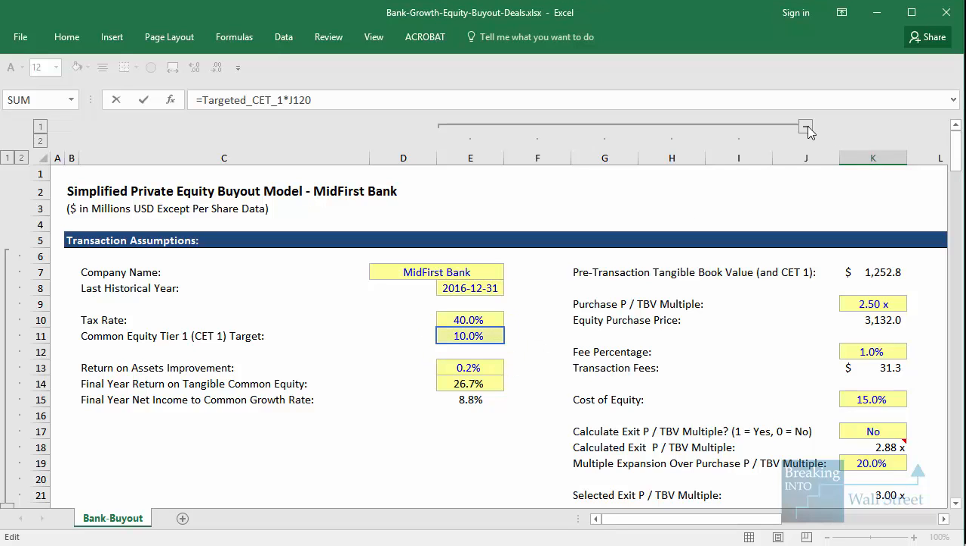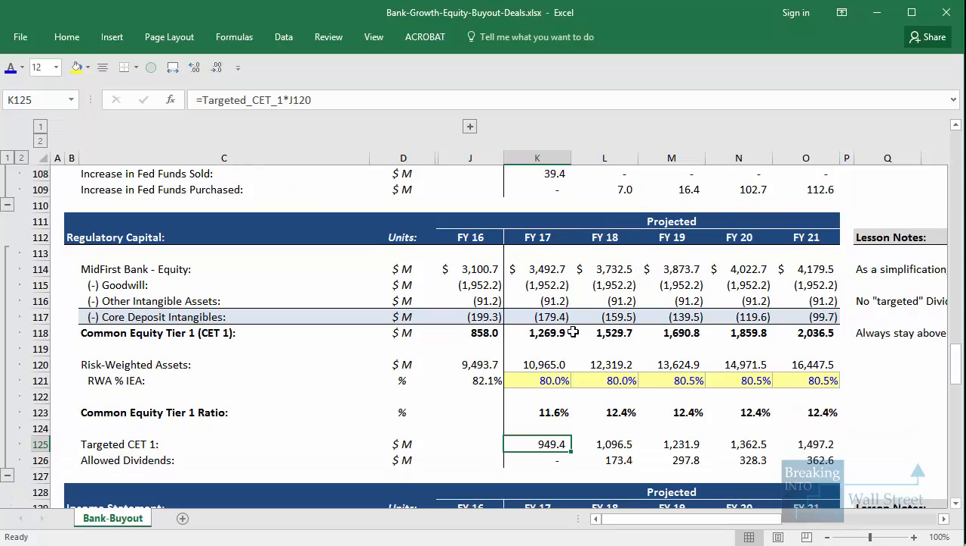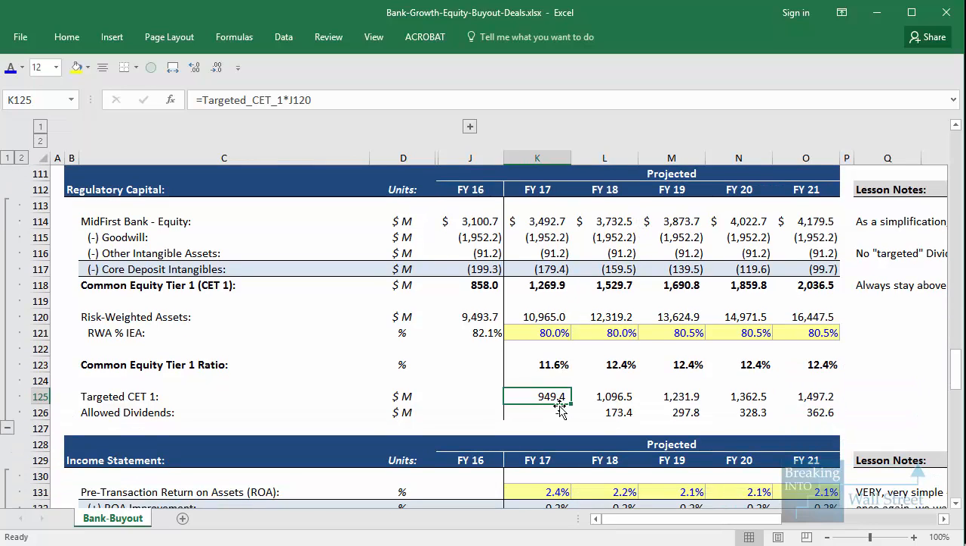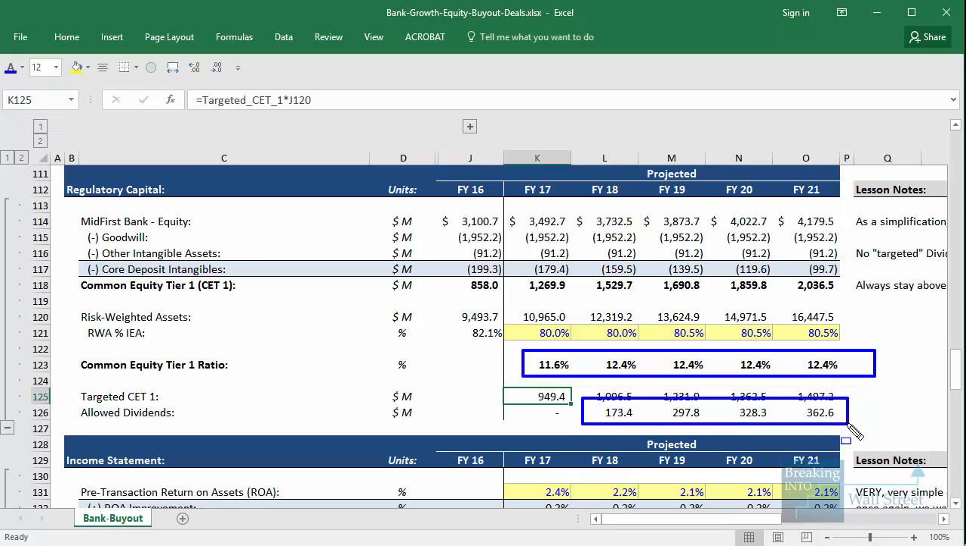What that means is that if we get to over 10%, then the bank can issue dividends. If not, then the bank cannot issue dividends. So in the first year, we're using the beginning balance. So we're actually below it initially right after the deal takes place. But shortly after that, we go above that 10% level. And so the bank keeps issuing dividends. And as a result, the bank's common equity tier 1 ratio stays at around 12 or 12.5%.